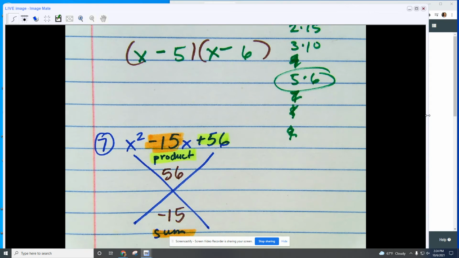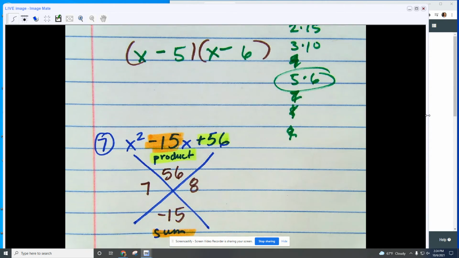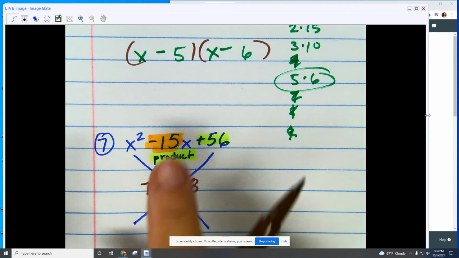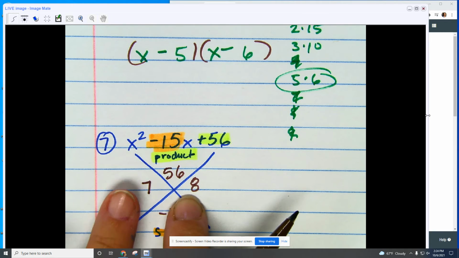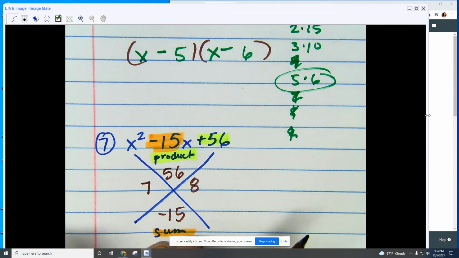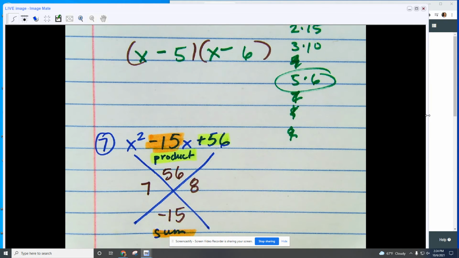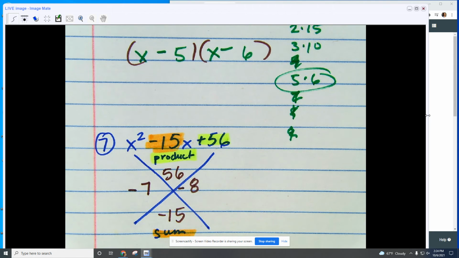Just the numbers right now, not signs. Just throw out numbers. 7 and 8. I want you guys to commit with numbers first and then worry about signs. Gregory, what signs do these need to have to work? If I want to say something times something equals positive 56, but I want them to add up to negative 15, where do the negatives go? Both of them. Absolutely. You need to have a negative because negative times negative equals positive 56.